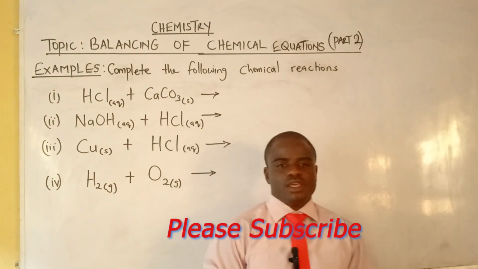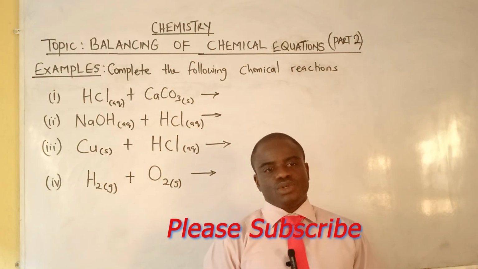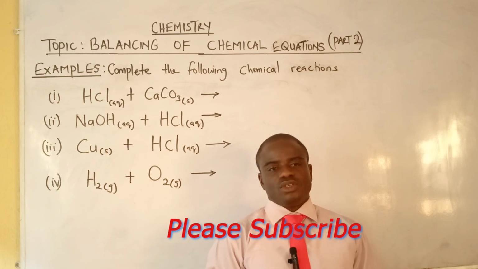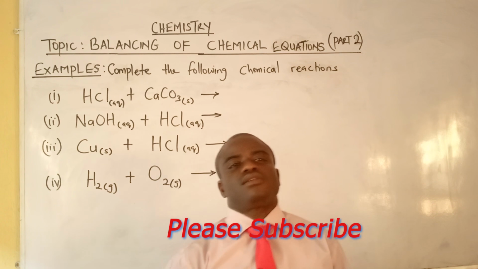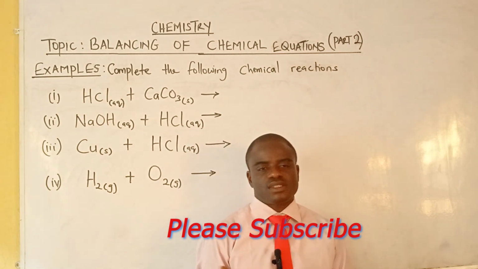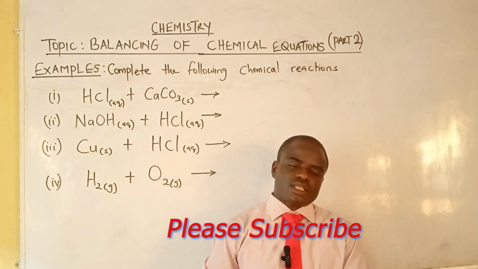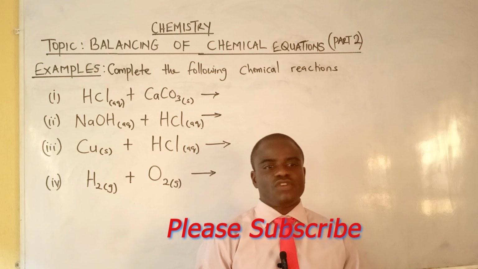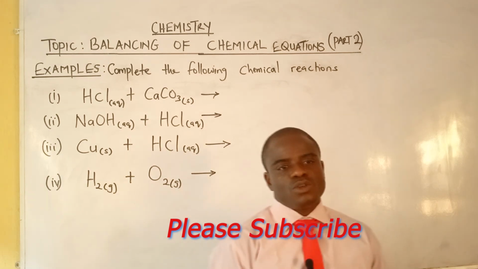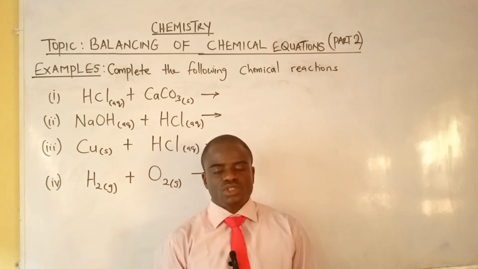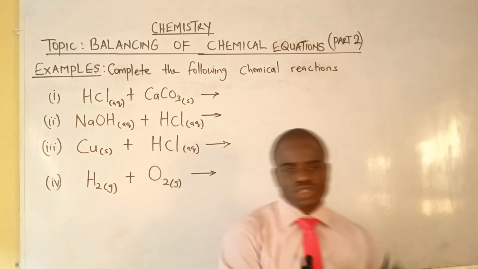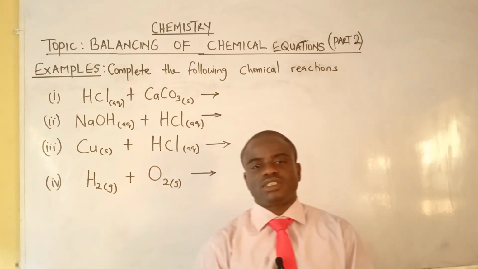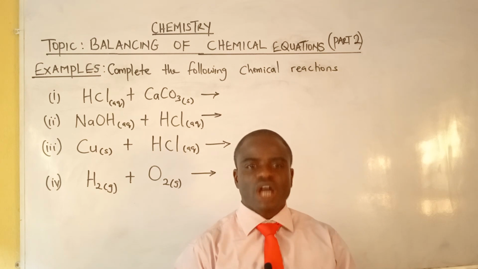Good day, students. Today we want to see part 2 of balancing chemical equations. You will be asked to complete the reactions that take place at the reactant side to give us the product side. In part 1, you are given the equation, both the reactant and the product, and you have to balance the equation. But in part 2, what you are treating today is to form the product from the reactant and also balance the equation appropriately.